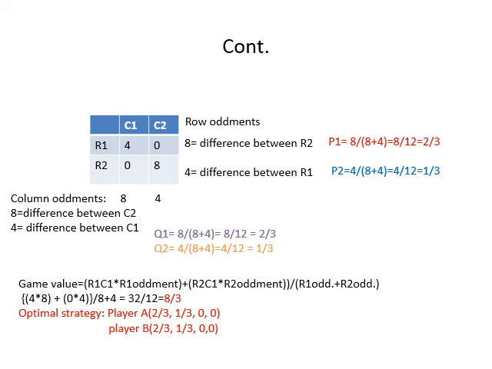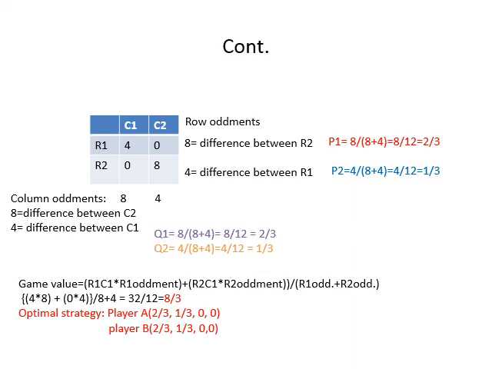Optimal strategy for player A is, just look, player A has 2 over 3 and a third: 2 over 3, third, 0, 0.